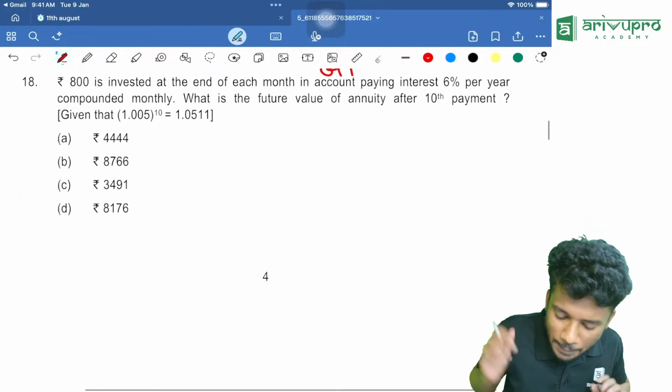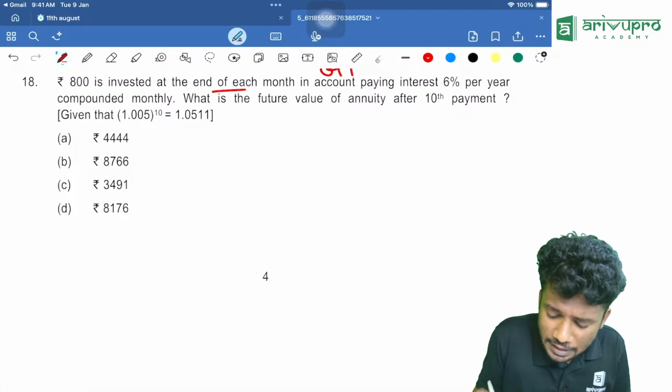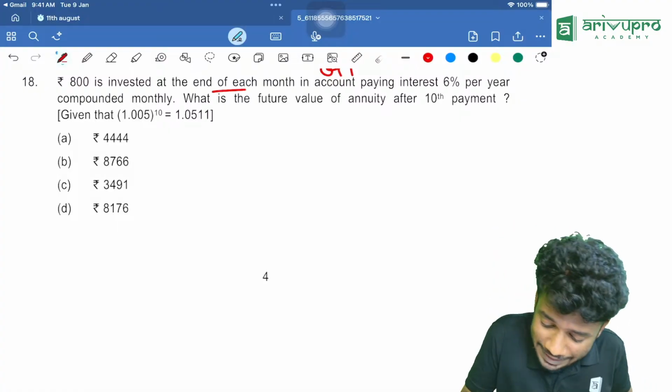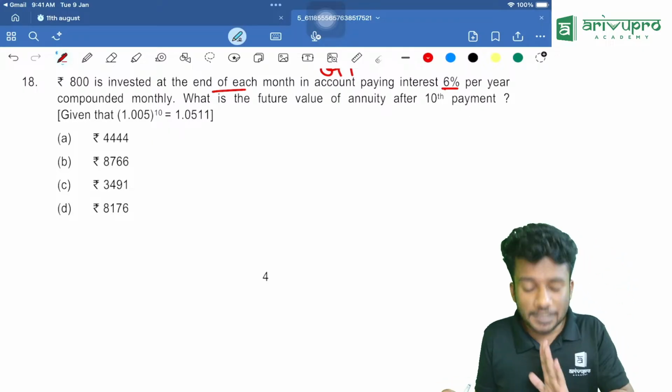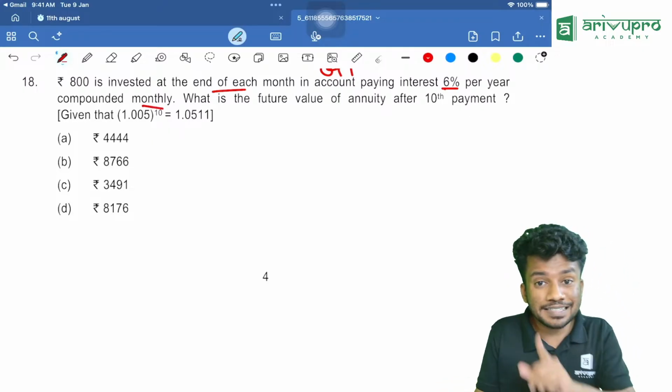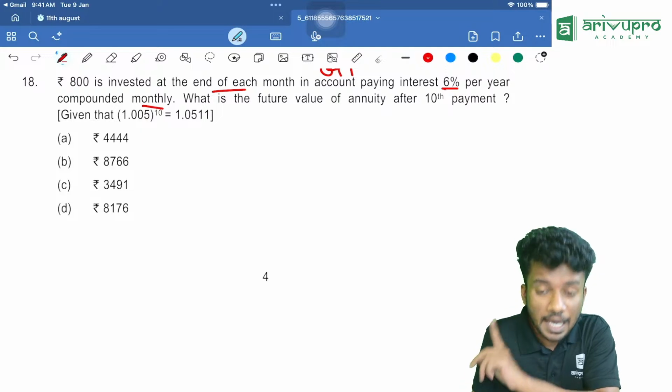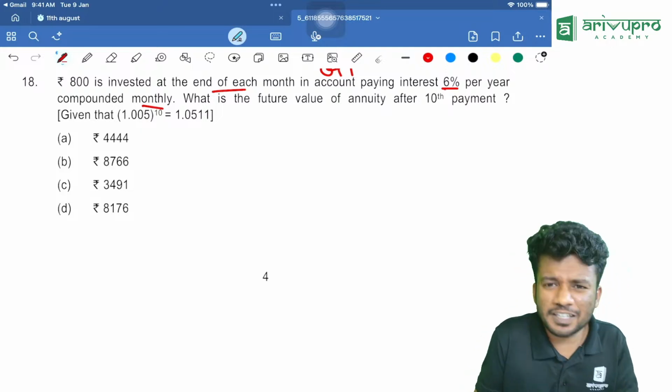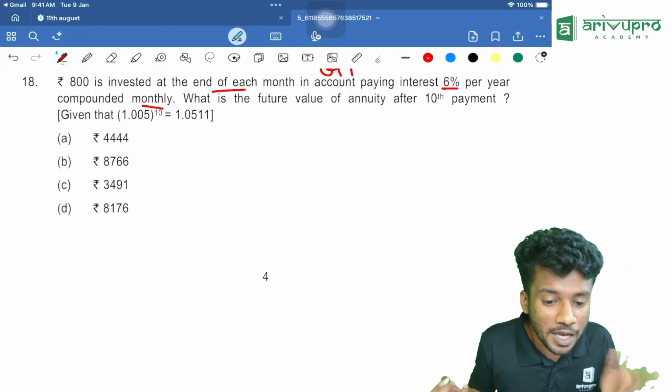Next one. 800 is invested at the end of each month in an account paying interest of 6% per year, compounded monthly. Monthly compounding is happening, but everything is given in the bracket, so we don't need to convert anything.